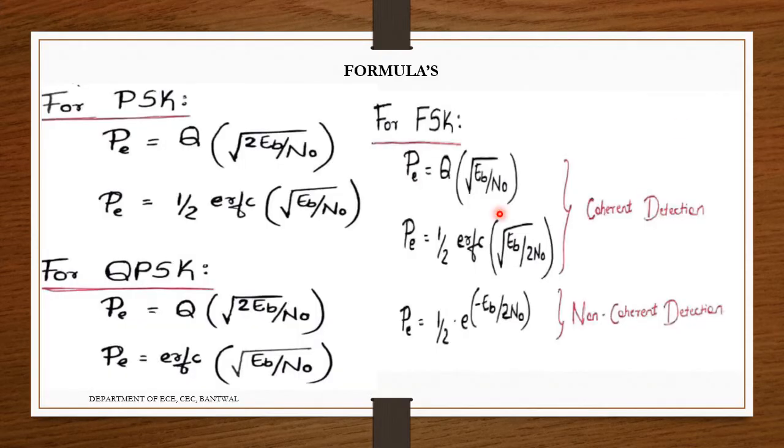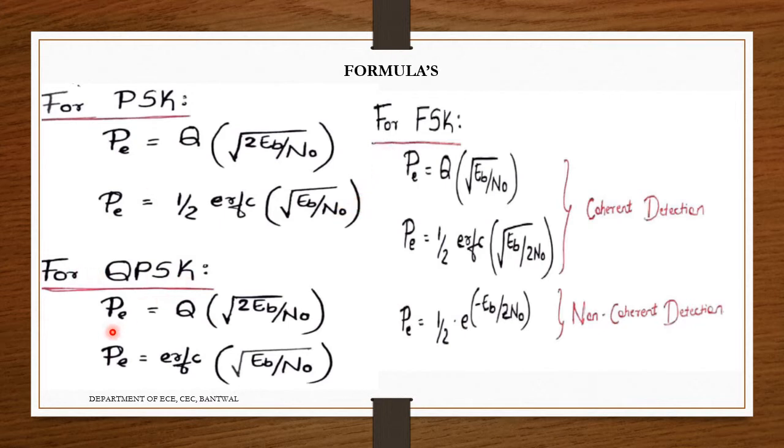At present, what we require is some formulas. For PSK, we have derived P is equal to Q of square root of 2 Eb by N naught. But when we express this in terms of the complementary error function, I have done it in a shortcut manner, taking 1 by 2. So P is equal to 1 by 2 complementary error function of square root of Eb by N naught.